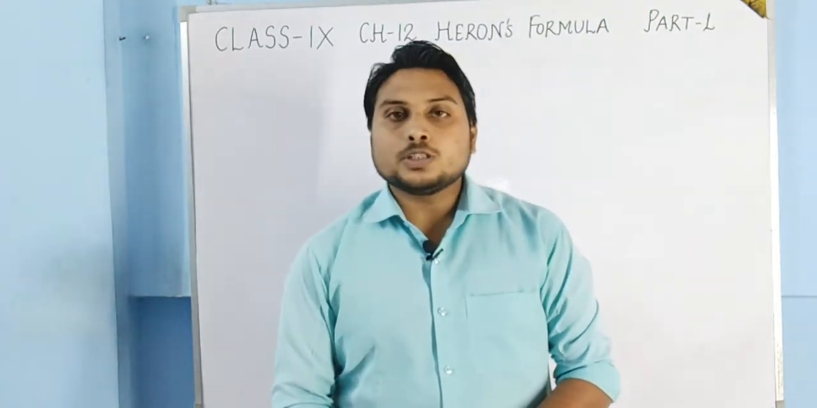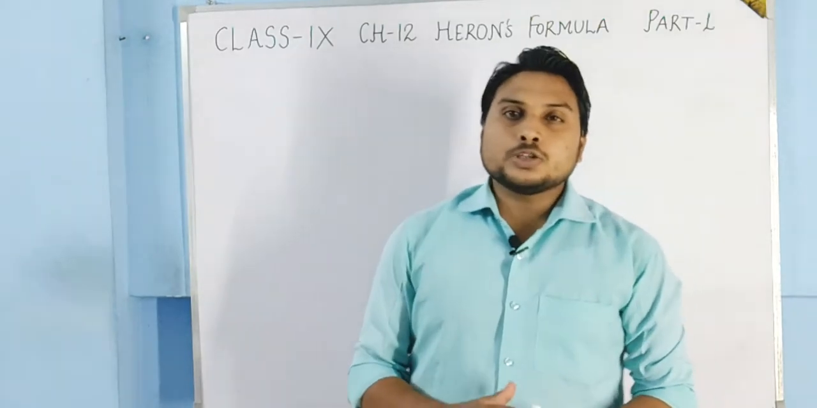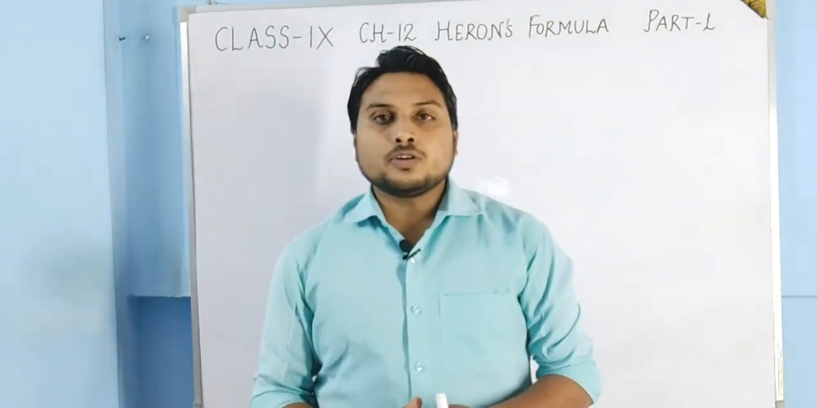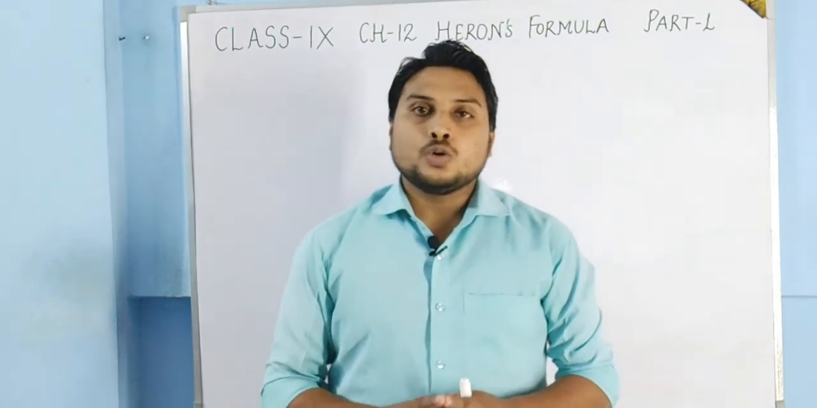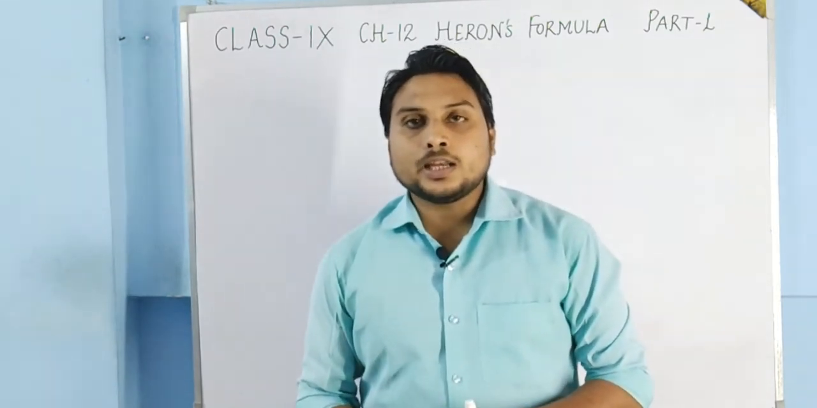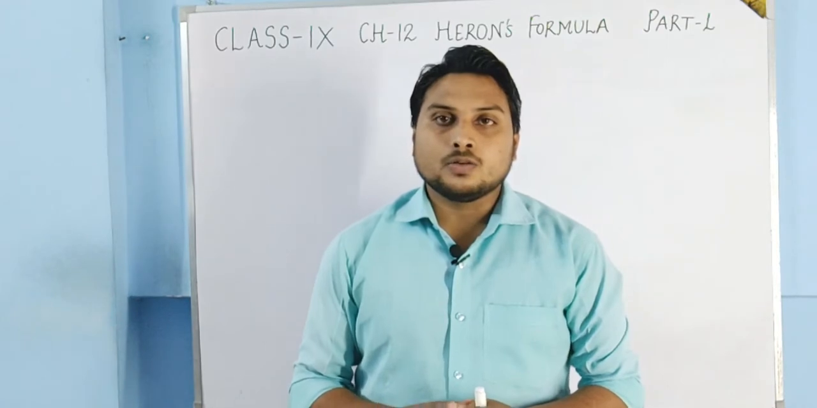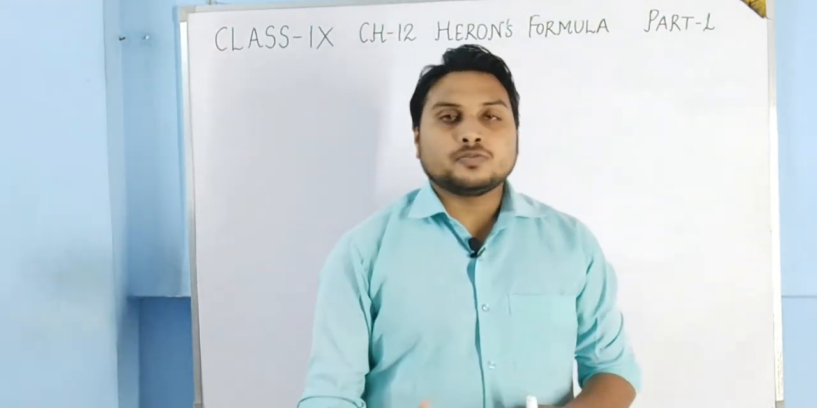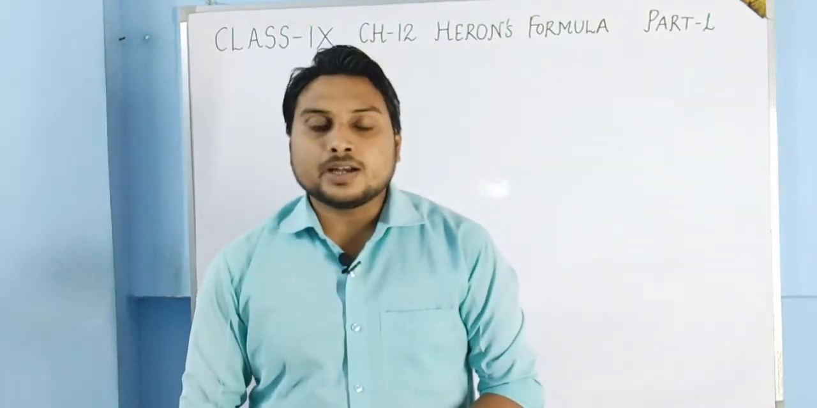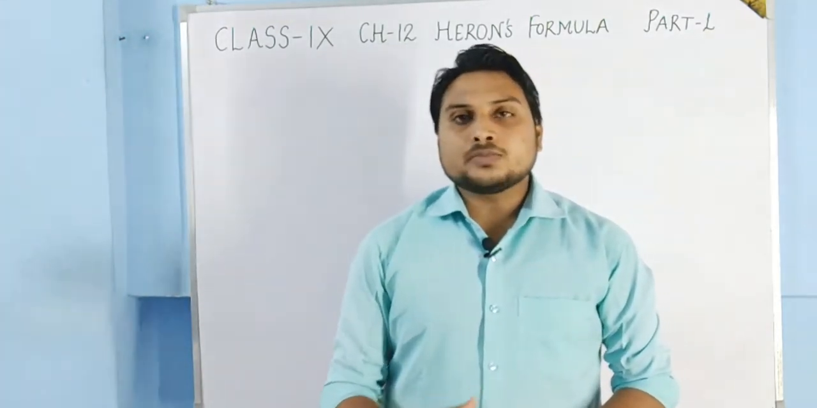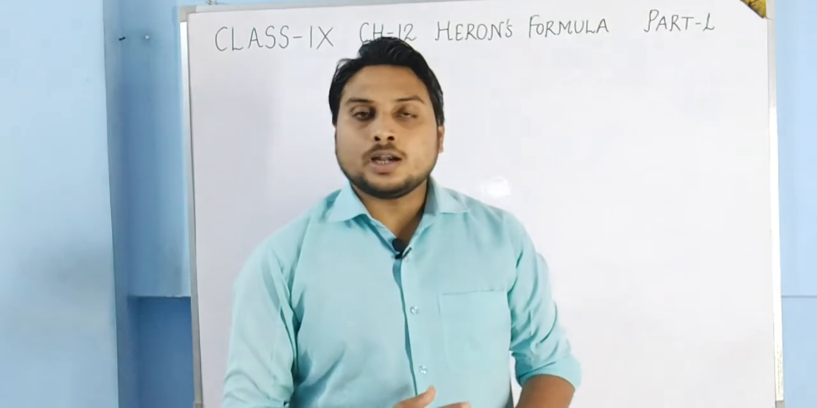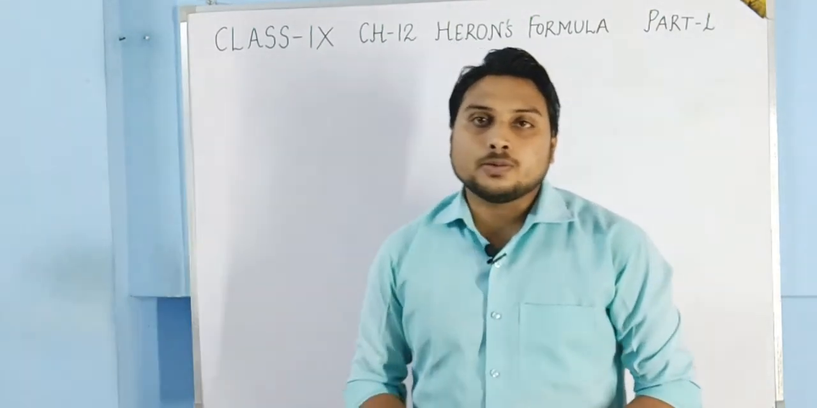So what is Heron's formula, students? Firstly you should know that Heron was a mathematician who has given the formula to find the area of a triangle. And with the help of this formula we can find the area of quadrilaterals also. This chapter is very easy and short, as well as interesting.